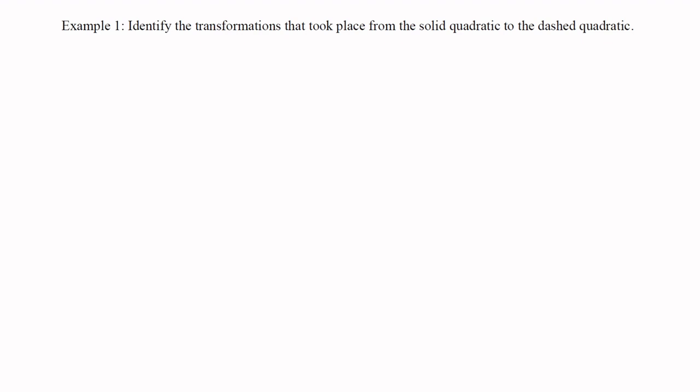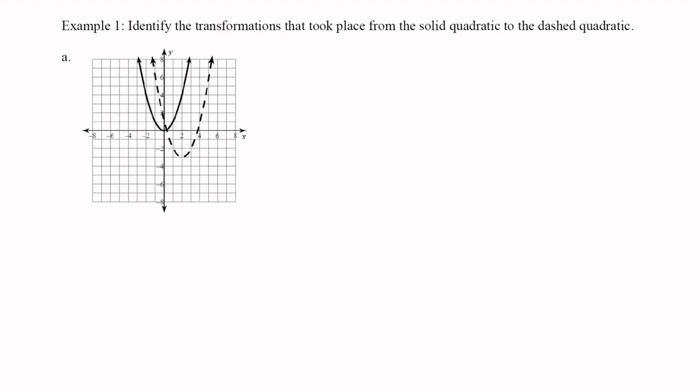So let's identify the transformations that took place from the solid quadratic to the dashed quadratic in each of these graphs. So starting off with A, first let's take a look at where the vertex is. The vertex got moved to the right 2 units, so it's translated right 2 units and then translated down 3 units.